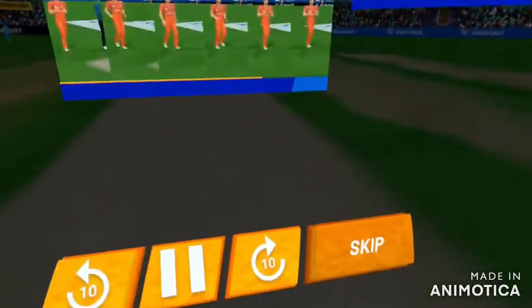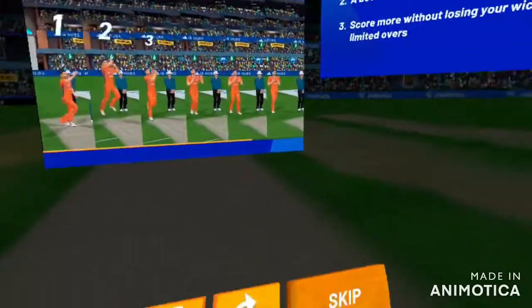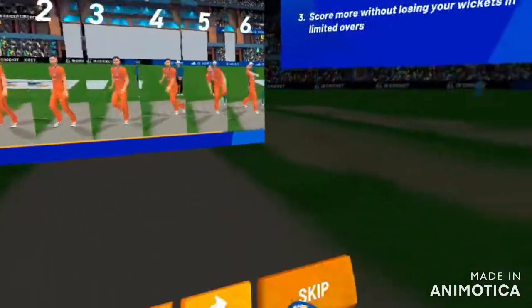In cricket, each bowler bowls 6 balls in a row, and then the next bowler replaces him.